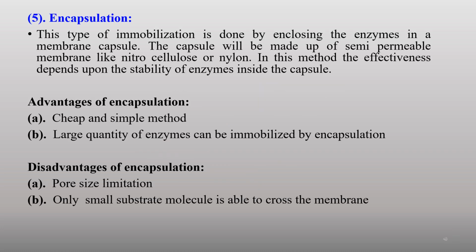Encapsulation. This type of immobilization is done by enclosing the enzymes in a membrane capsule. The capsule will be made up of semi-permeable membrane like nitrocellulose or nylon. In this method, the effectiveness depends upon the stability of enzymes inside the capsule.